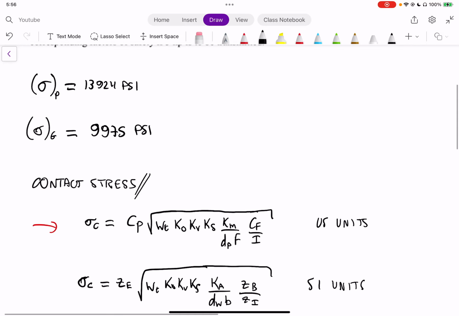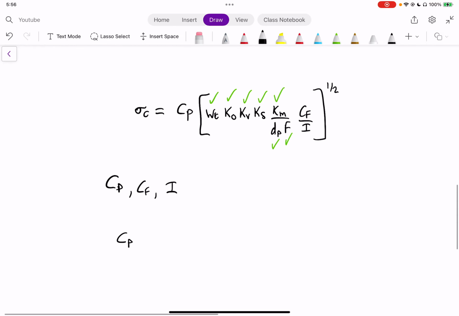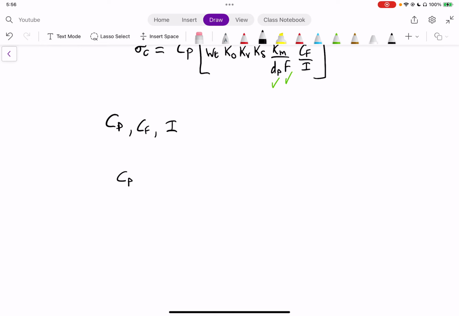So moving forward with this, if we now go ahead and solve for CP, we said that CP based on our formula sheet is equal to 2,300 PSI to the power of 1/2. That's the unit for this. Now, the next thing we're going to look for is CF, which is a surface condition factor.